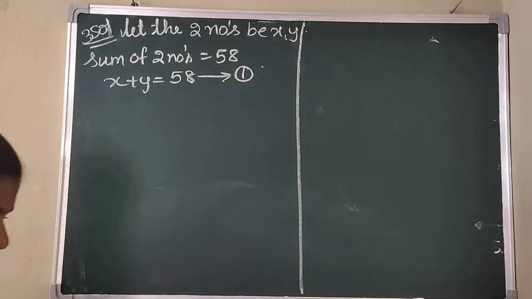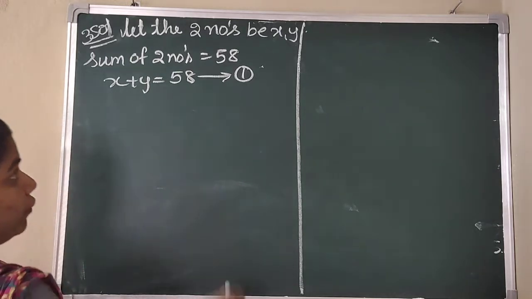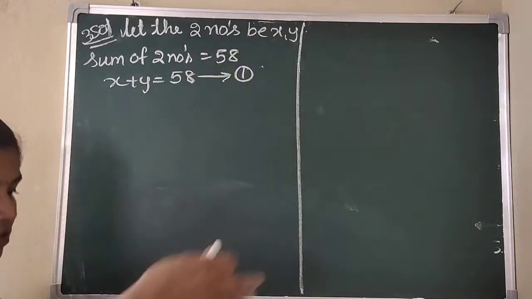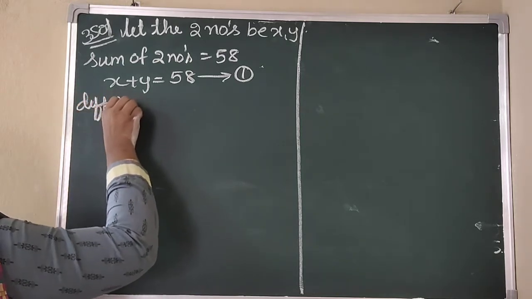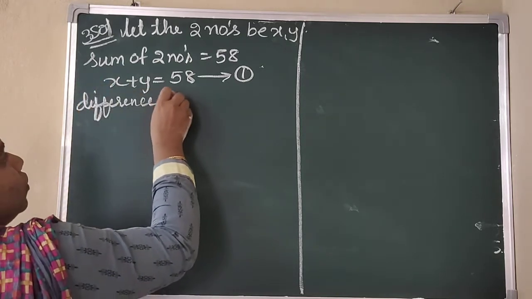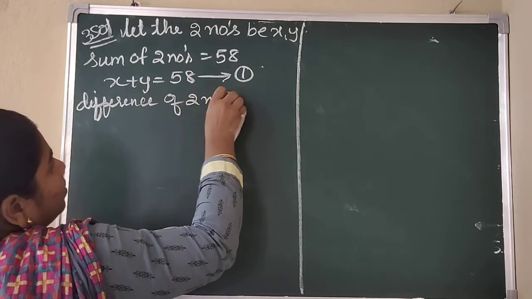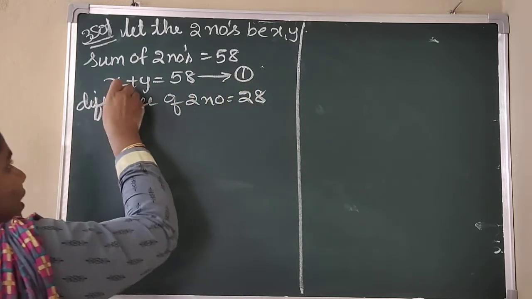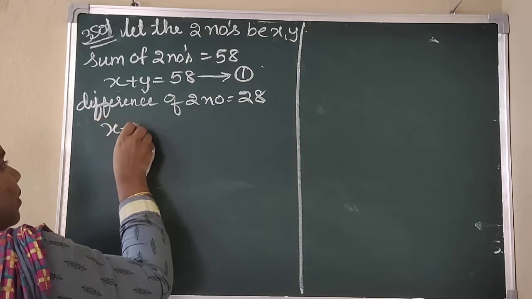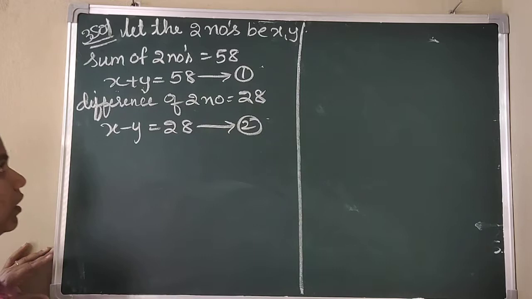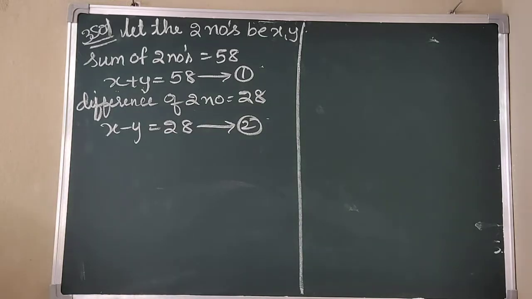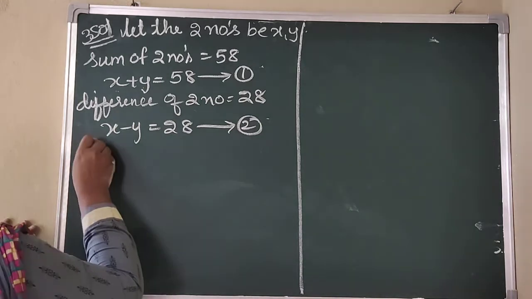And what is the next condition? Difference is 28. So if you are subtracting these two numbers, the result will be 28. So difference of two numbers is 28. We have to subtract these two. x minus y will be equals to 28. So this is equation number 2. Now what we have to do? We have to find this x value and y value. For finding x and y values, we have to solve them.